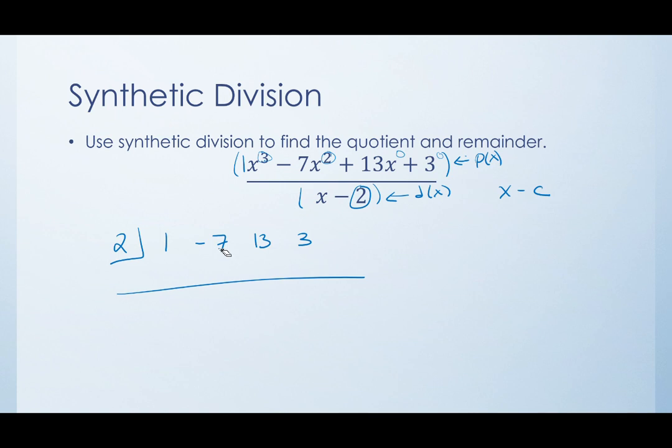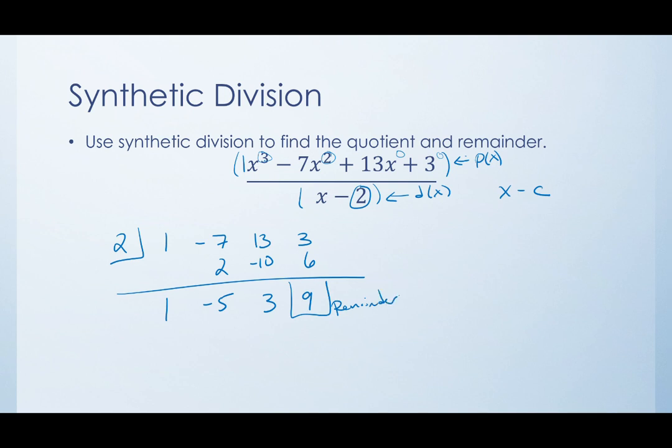All right. So we're going to bring down the first term, okay? And then we're going to multiply. 2 times 1 is 2, and we're going to add. So negative 7 plus 2 is minus 5. Then we're going to multiply again. 2 times minus 5 is minus 10. 13 minus 10 is 3. And 2 times 3 is 6. And we're going to add, we're going to get 9. So this last number is our remainder.